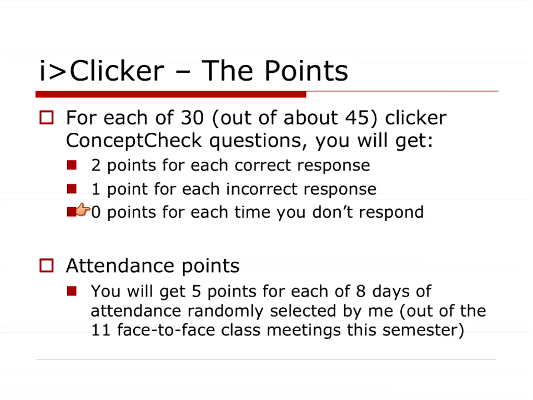You get 1 point if you get it wrong. And you get nothing if you don't respond. Okay? So let's do the math here. If you go and get every question right all semester long, and 30 questions count, and you get 2 points for getting those right, how many points do you get if you get them all right all semester long? Here's the math part. So you get 60 if you get them all right.